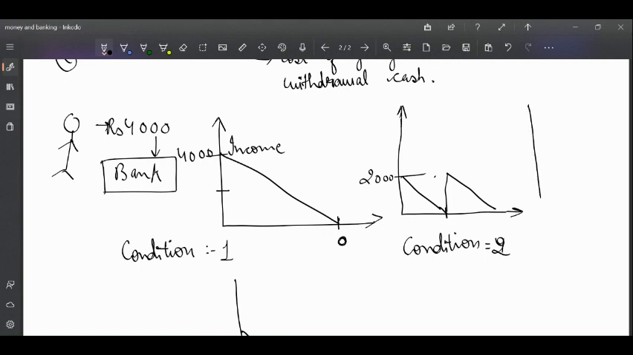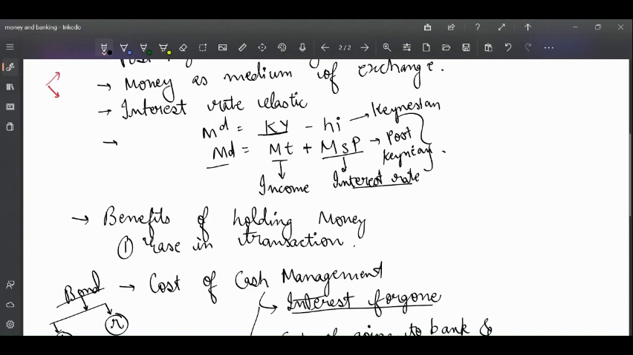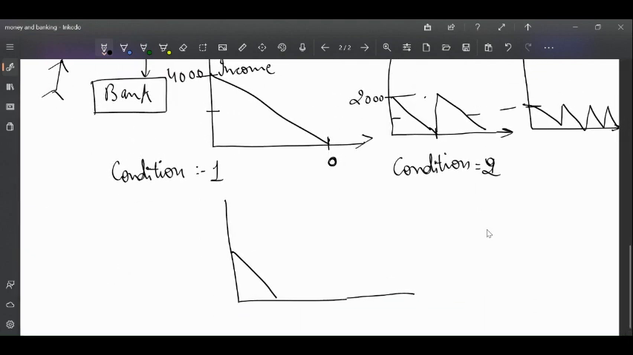And suppose in the third condition, there is another person who is earning the same 4,000 rupees and he is withdrawing only 1,000 rupees. So his cost of going to the bank increases. Now he needs to go 4 times to withdraw all of his income in the month.